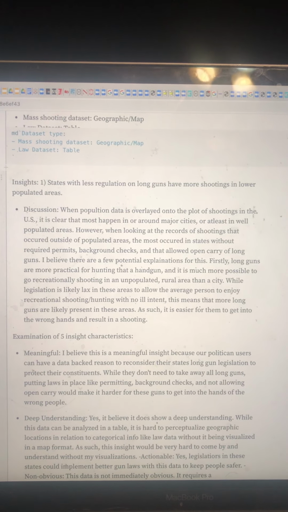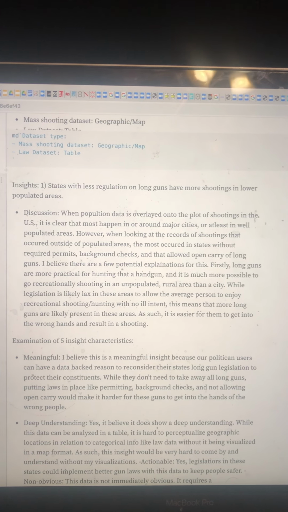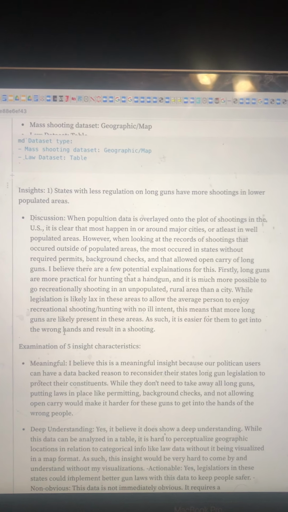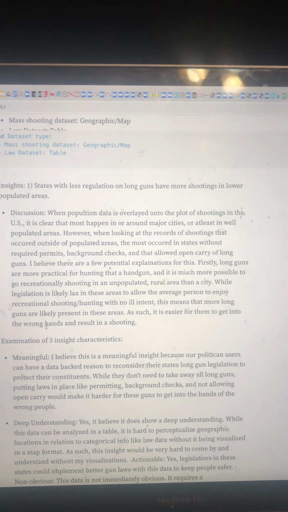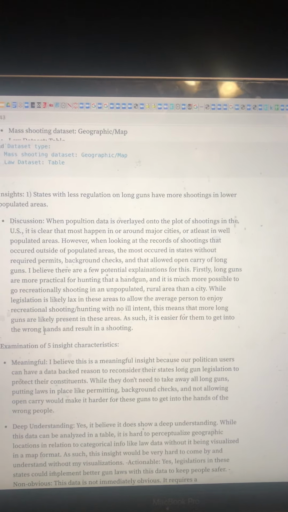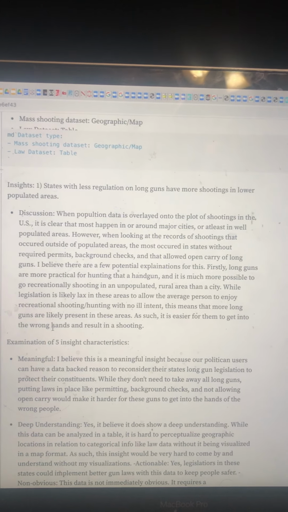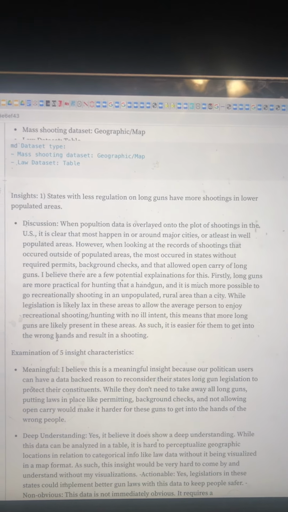And so the insight that I came up with was that states with less regulation on long guns specifically have more shootings in lower populated areas. And so what you actually see by looking at most of the maps is that most of the shootings are happening in high population areas or around major cities. However, when you look at the records of shootings that occur outside of the populated areas, they mostly occur in states that don't require permits, background checks, and that allow for the open carry of long guns.